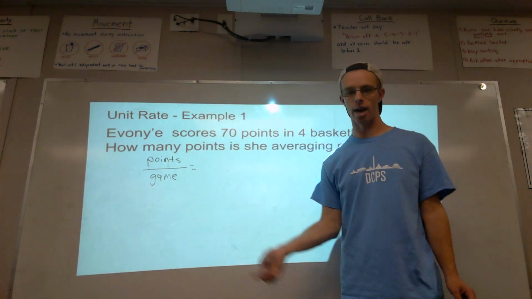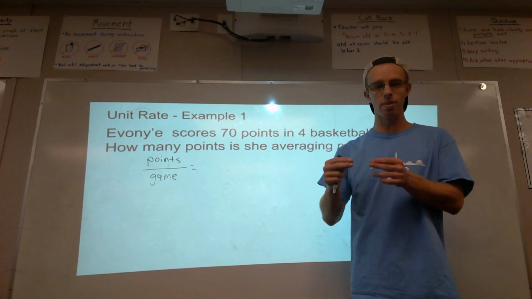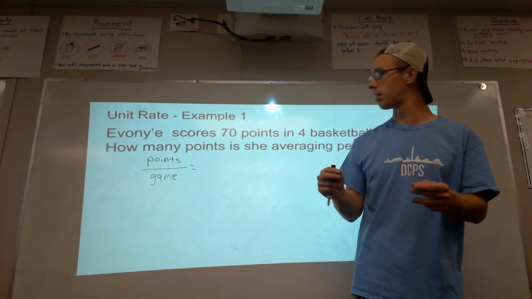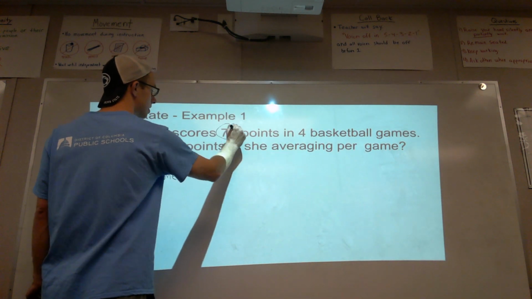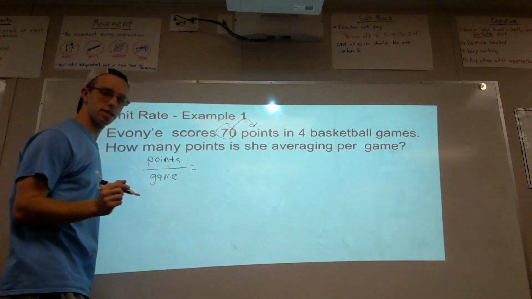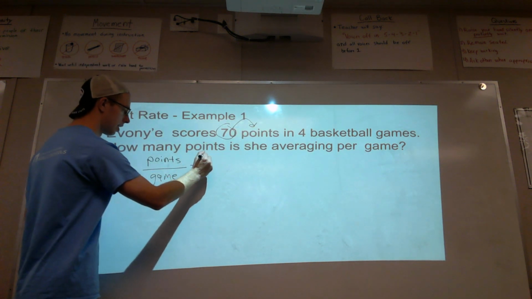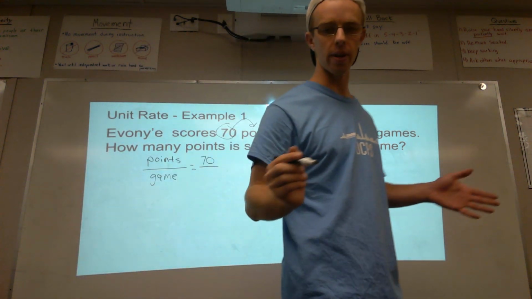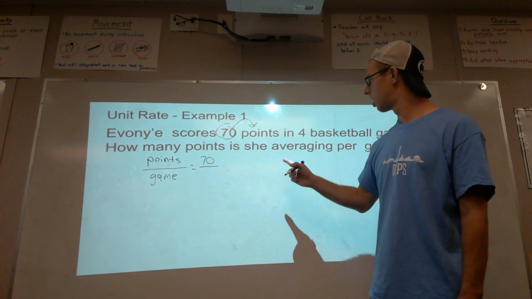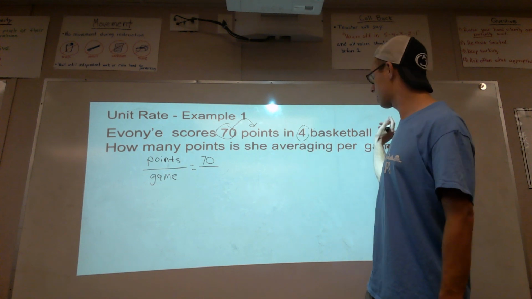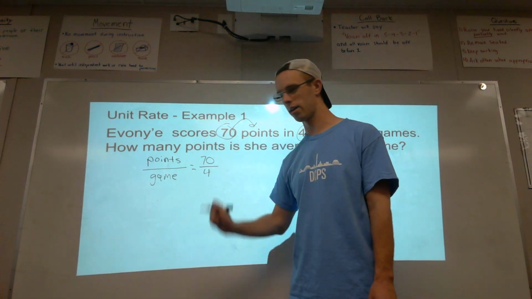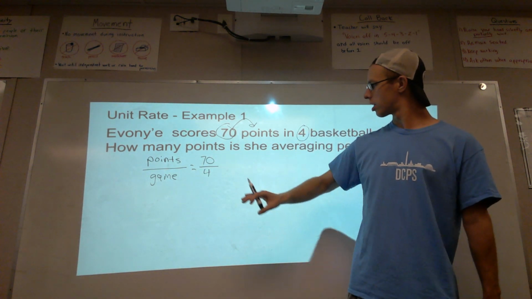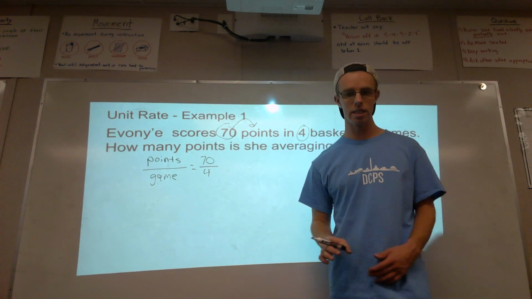Now that I've written this out with the word ratio, I can start to plug in the numbers. Well, she scored 70 points. Okay, so I can put 70 right here. She scores 70 points. And in 4 games, so I can put 4 here. So we have 70 over 4.